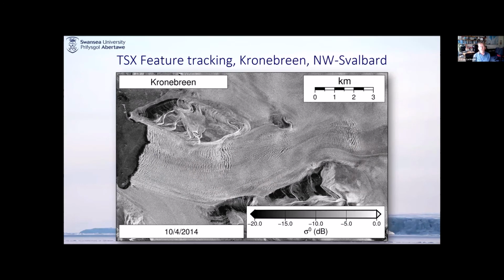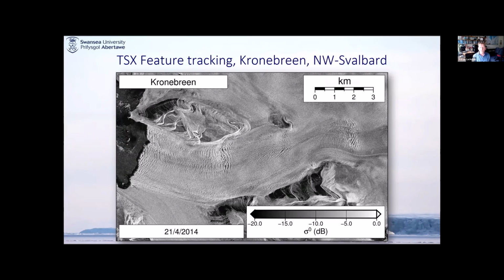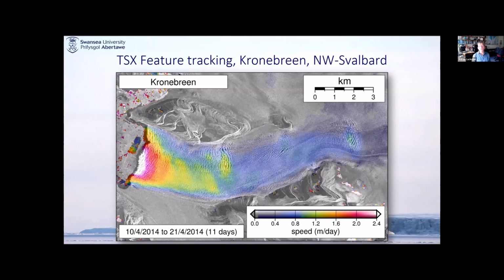Now, if you haven't any experience with the feature tracking method, this illustrates it very nicely. We have an image here, which happens to be from TerraSAR-X. I'm going to move on to an image 11 days later, and I'm just going to step backwards and forwards between those. You see those features moving. It's quite easy to design an algorithm that can then retrieve that motion, just like Emily was talking about, but on a much finer scale here over glaciers. So this is a single velocity map for Kronebreen in northwest Svalbard, showing you how good this is and how much information we can get from this.